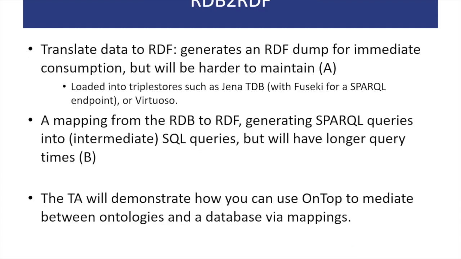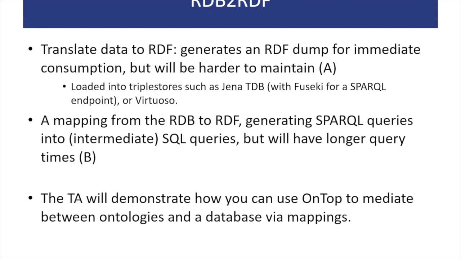So how can you use these R2RML mapping files? Well, you can use them to translate the data into RDF, which is then subsequently stored in triple stores for consumption. The downside of that is that it will be harder to maintain updates. So if your database evolves over time, you have to make sure that those changes are propagated to your triple store. Triple stores, there are many you can avail of: Jena TDB, Virtuoso, Blazegraph, and whatnot.